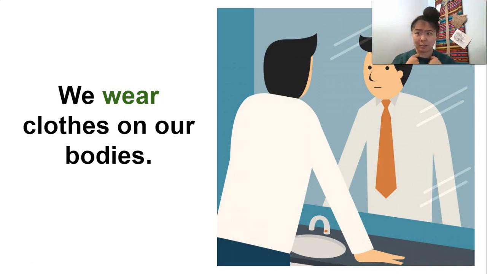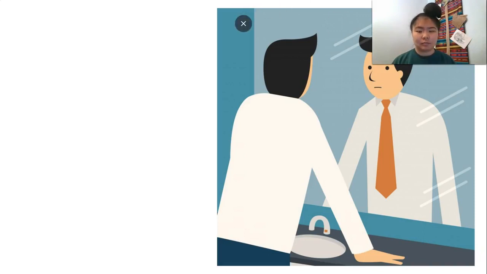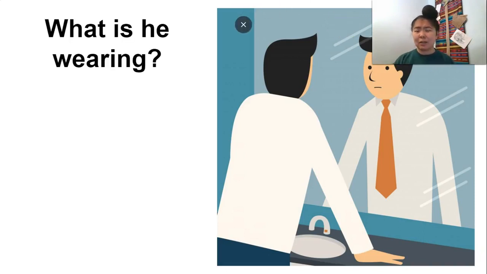So, right, this is our verb that we use with a lot of clothes. We wear clothes on our bodies, right? We wear clothes on our bodies. So what is this man wearing? What is he wearing?